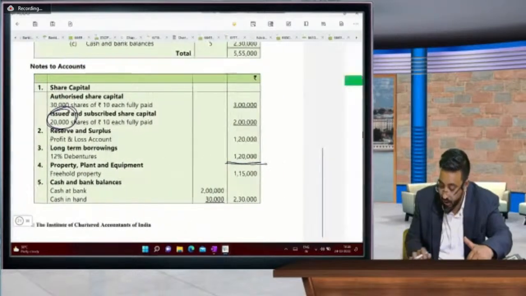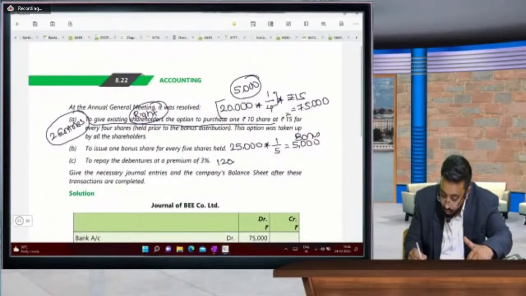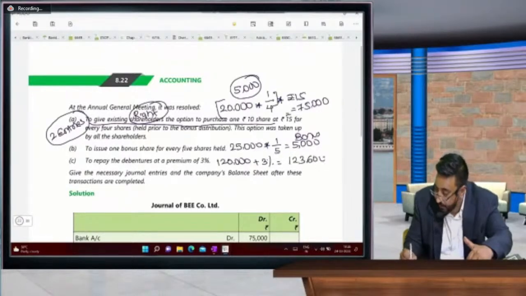12% debentures, 1,20,000. Debentures plus 3%, so you are going to pay 1,23,600.